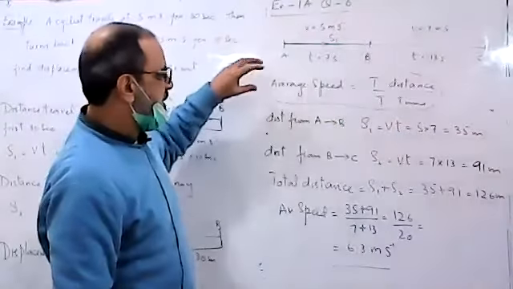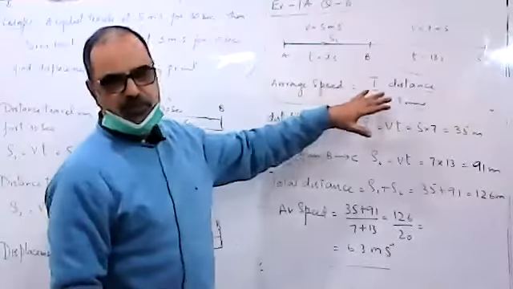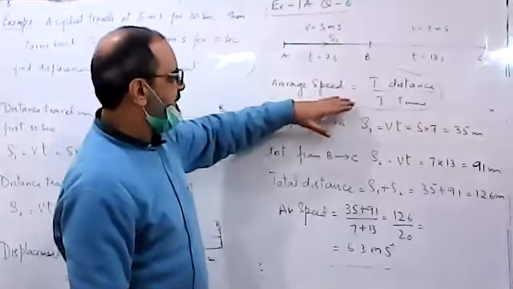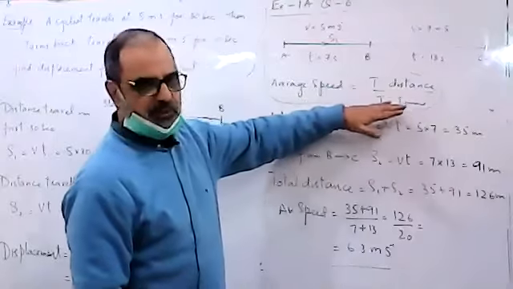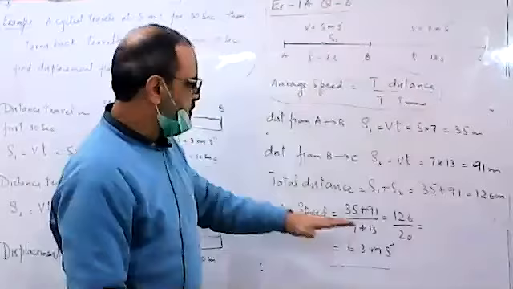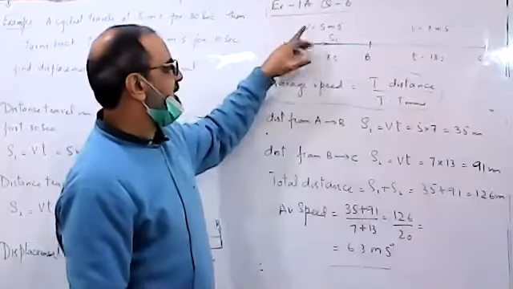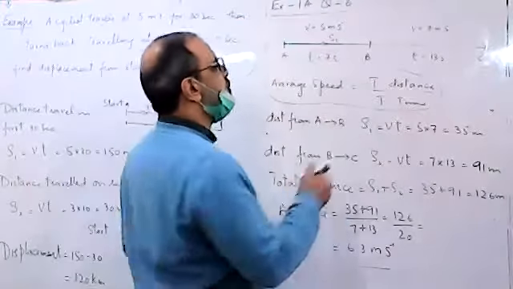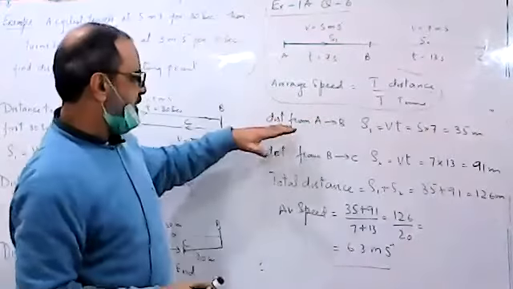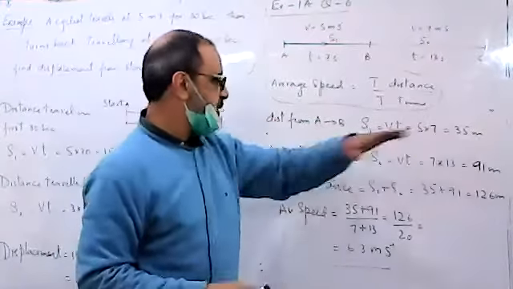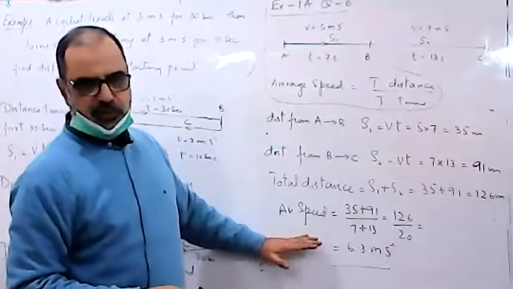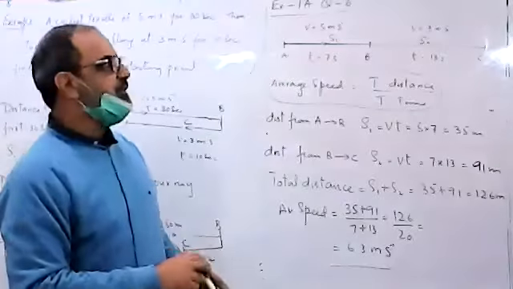So I have first written the formula for the average speed just to decide what I need. The formula tells me that I need total distance and total time. Total time is given to me, that is 7 plus 13. I can use that total time, but the total distance is not given. Speeds are given. So using speeds, I have calculated the distance from A to B, 35 meter, B to C, that is 91, and then I use the formula to calculate the average speed. So this is how you have to deal with these problems.